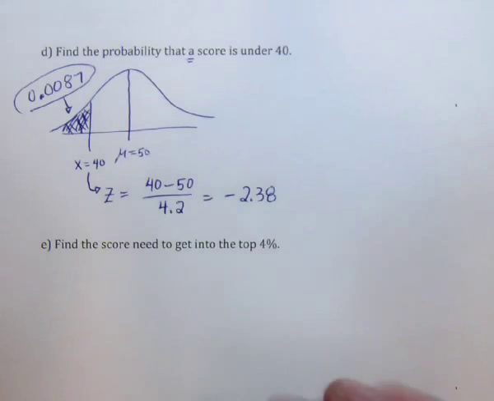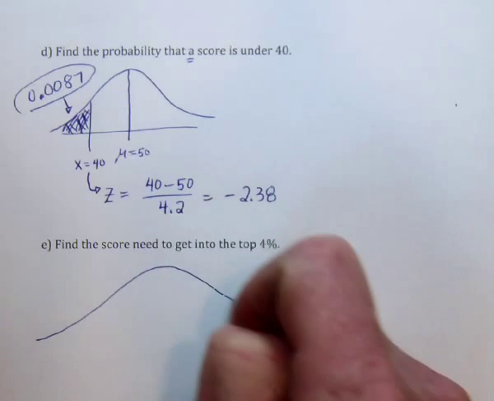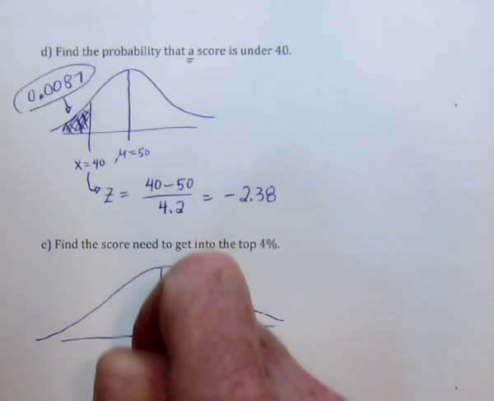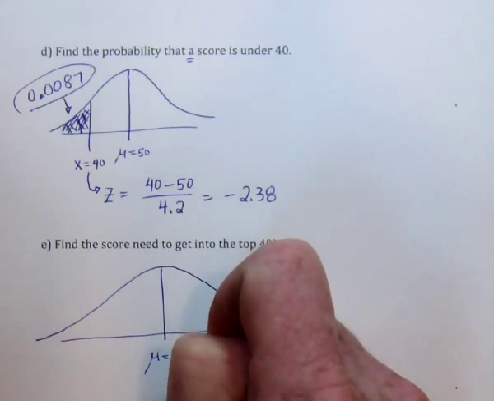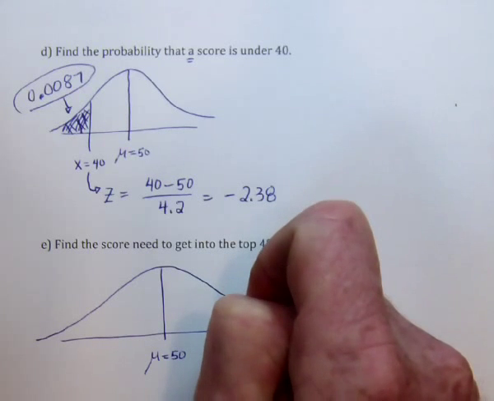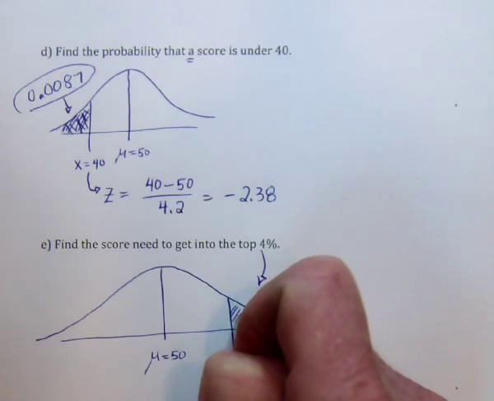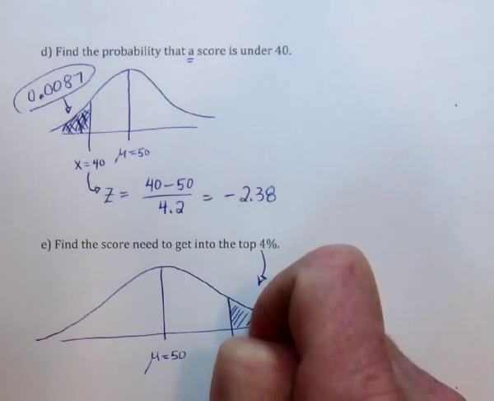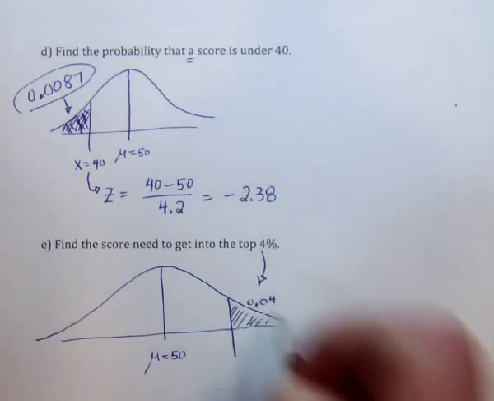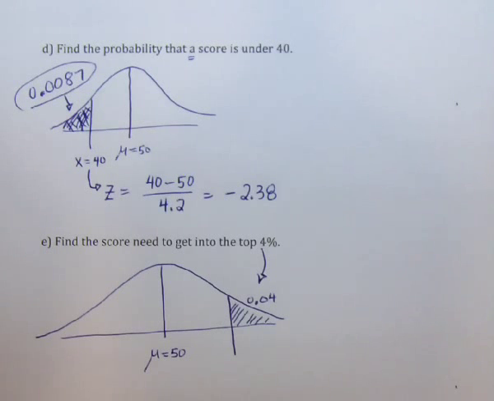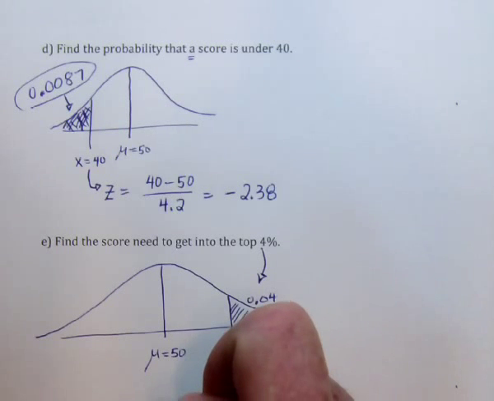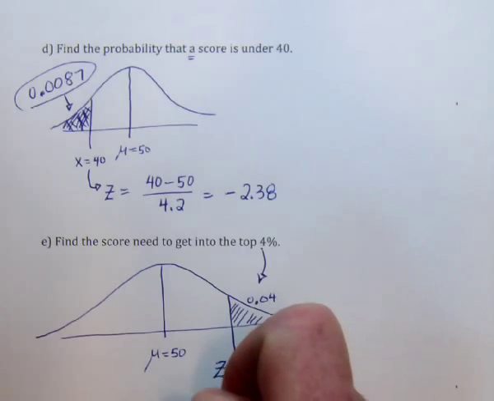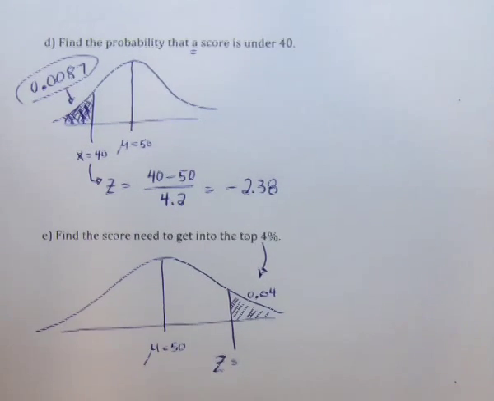You're given a percentage, so here's the graph, the mean equals 50 goes in the middle, and then to be in the top 4%. So the top 4% would be this. So this shaded area is 4%. And if it said the lower 4%, then I would put it down here on the left side. Top, that's going to be over here. The next thing is, there must be a z-score for that. So we have to find the z-score that goes with that.